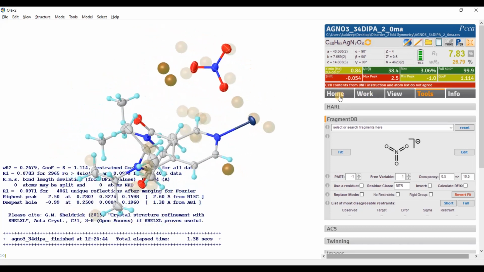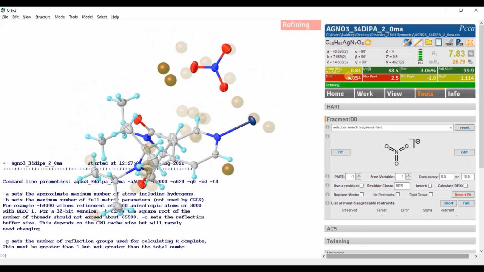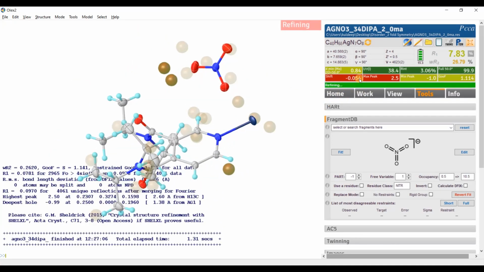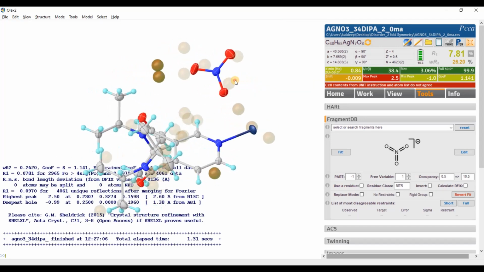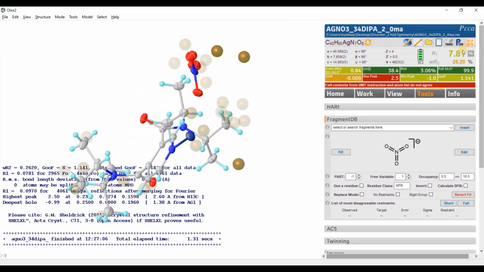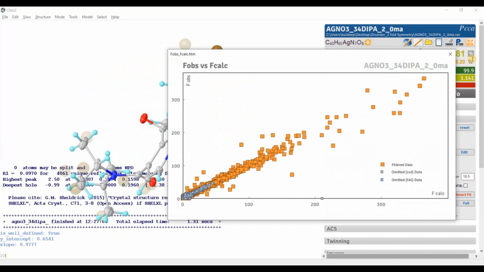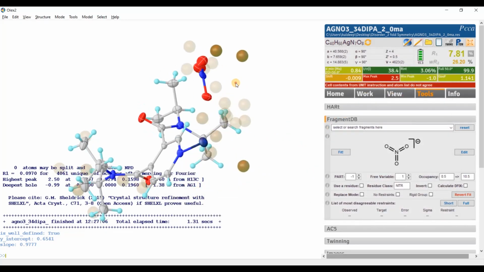So I'm going to refine it. So the shift gets to 0. Yes, now it is almost 0. This completes the refinement of the disordered nitrate in the lattice. Now, if I look at the F observed versus F calculated graph by just pressing this percentage button, the graph is not looking very nice. It is even scattered. So there is something we are still missing, some Q peaks.